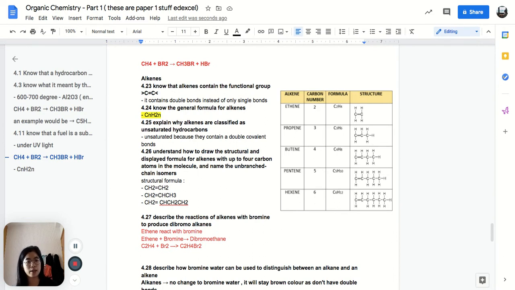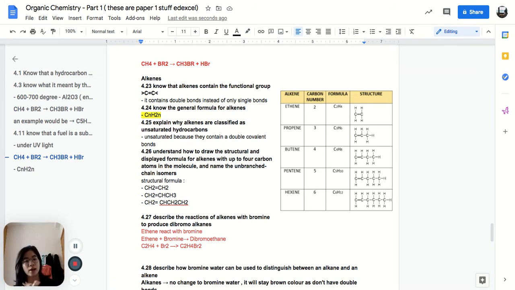4.25. Explain why alkenes are classified as unsaturated hydrocarbons. As I said previously in the last video, alkanes are classified as saturated because they only have single bonds. So if you're smart enough, you probably guessed it, yes, alkenes are unsaturated because they contain double covalent bonds instead of just single bonds. That is why they are called unsaturated, and that is why they need more energy to break the double bond instead of just single bonds.